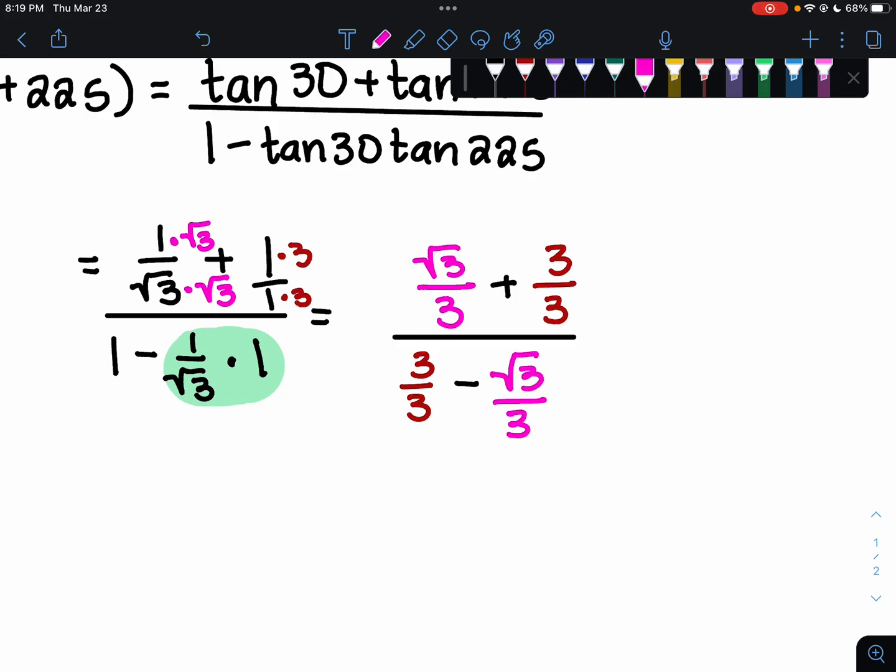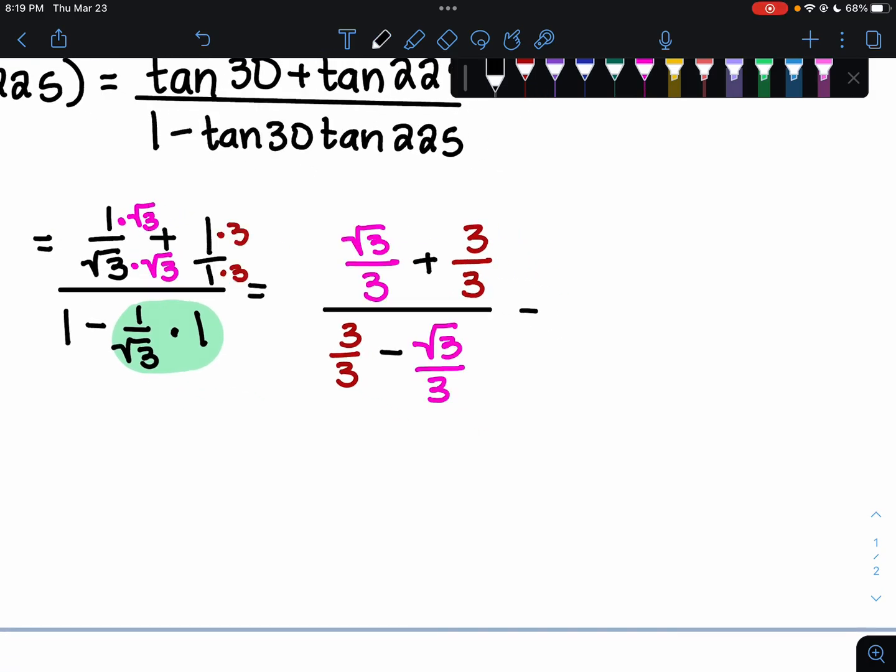So since my fractions now have like denominators, I am able to add them together. When I add them together, I get one big denominator. So I have a fraction on top, that is rad 3 plus 3 over 3. And I have a fraction on bottom, that is 3 minus rad 3 over 3.